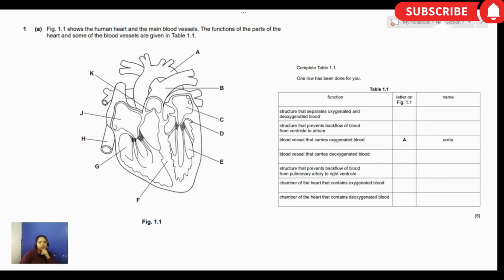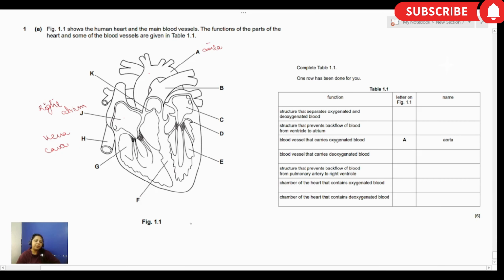Okay, shall we start? What is A? It's aorta. Okay. What is J? Let's start with J. The right atrium. What is H? It's vena cava. H is vena cava. It's a blood vessel getting the blood from the body.